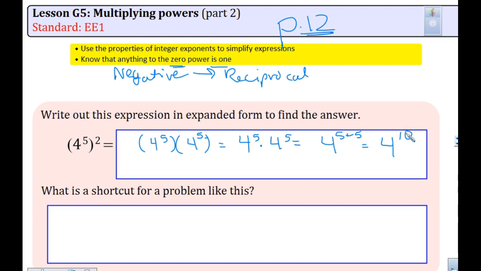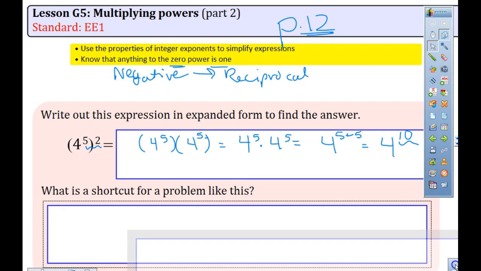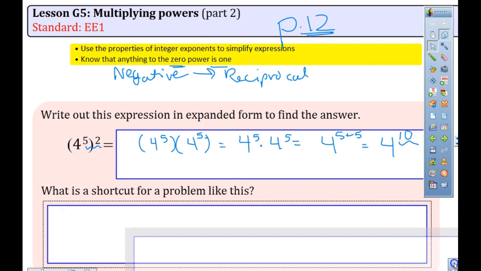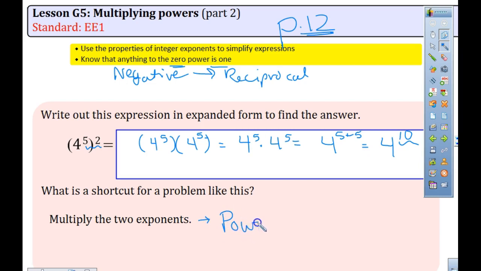Well, we don't always want to write it out even as just 4 to the 5th times 4 to the 5th. So we want to think, is there something we could do with 5 and 2 that's going to give us 10 when we take a power to a power? Some of you might be thinking, what are we doing with 5 and 2 to get 10? Besides adding 5 plus 5, what else could you do with 5 and 2? We're going to multiply. We're going to multiply the two exponents when we have a power, please write this, to a power.